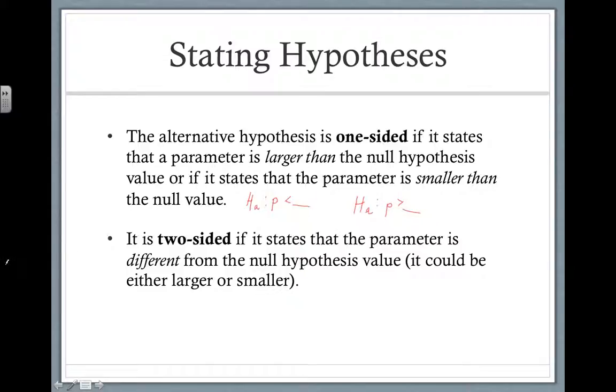So it's going to be two-sided if it states that the parameter is different from the null hypothesis. It could either be larger or it could be smaller. So this would be a two-sided test, if you're just saying it's not equal to the value.